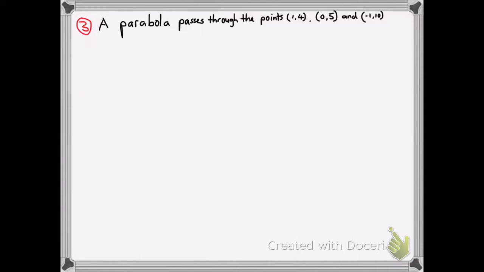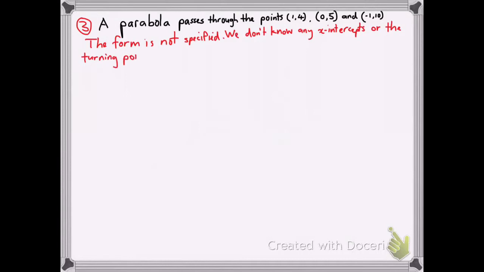In this third example, we're going to look at the case where a parabola passes through 3 points. So we're given the coordinates of those points, (1, 4), (0, 5), and the other one, (-1, 10). Now because we don't know the turning point, we're not going to use turning point form. We don't know any x-intercepts, so we're not going to use the factor form. So if the form's not specified, then what we'll just use is the expanded form y equals ax squared plus bx plus c.